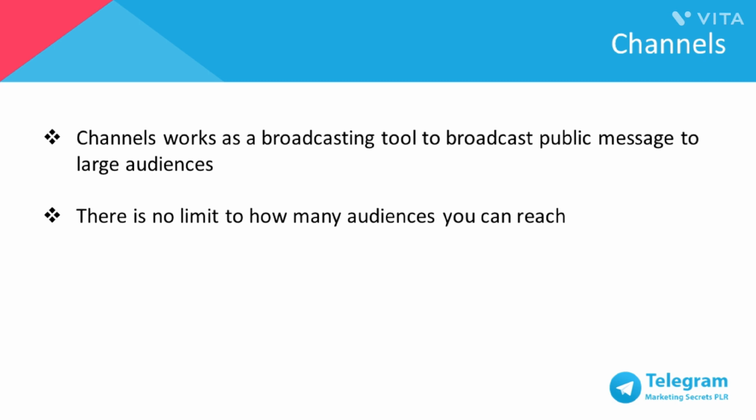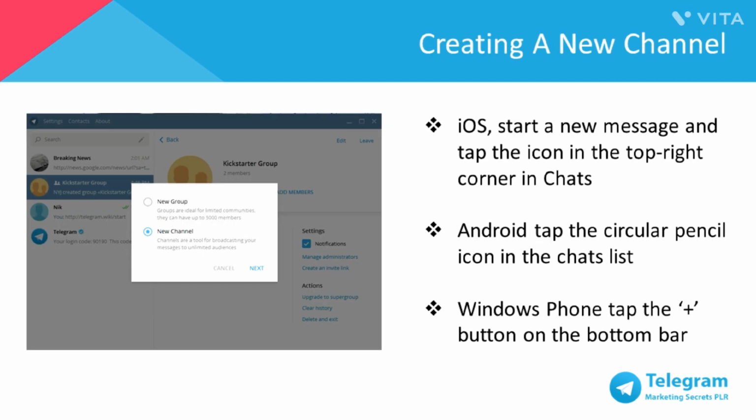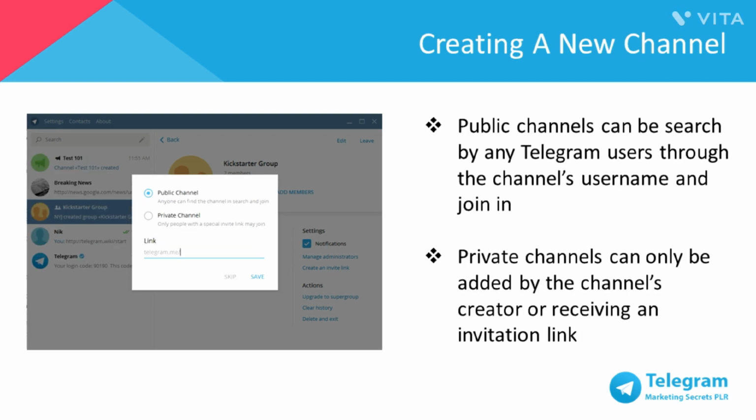Similar to supergroups, you can assign administrators to support you in managing the channel. Moreover, any new members that join the channel can see the entire message history. To create a channel for iOS, start a new message and tap the icon in the top right corner in Chats. For Android, tap the circular pencil icon in the Chats list, and for Windows Phone, tap the plus button on the bottom bar. If you'd like to set up a private channel, you can adjust it to your preference.